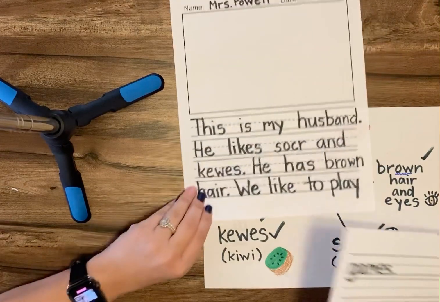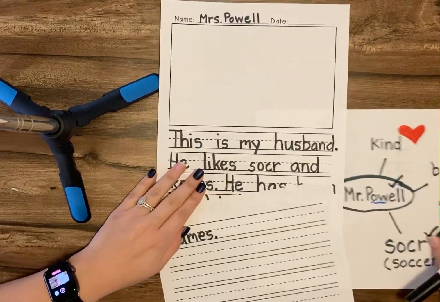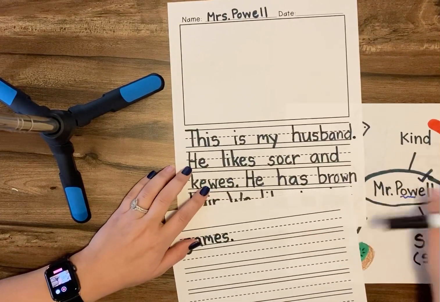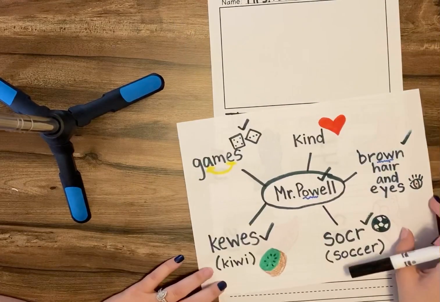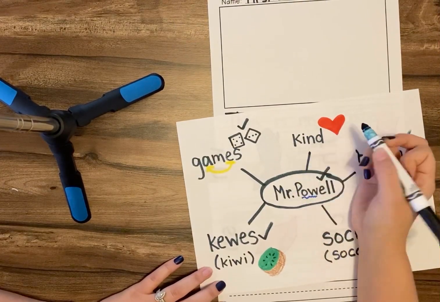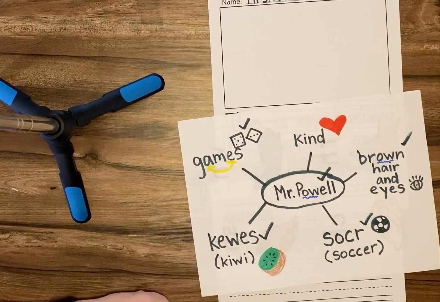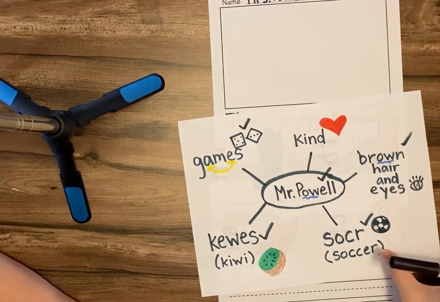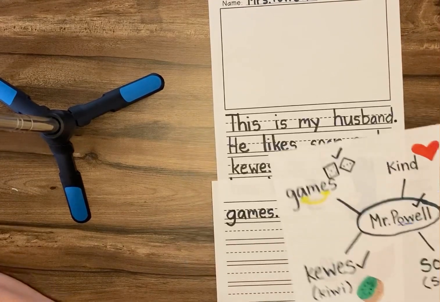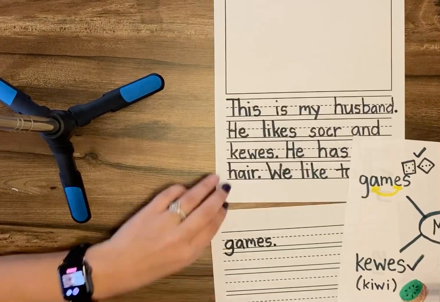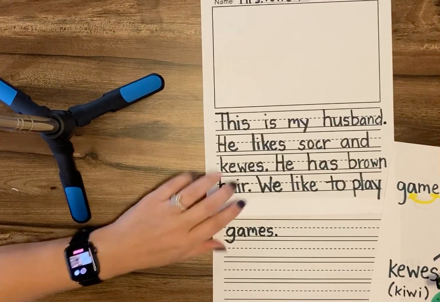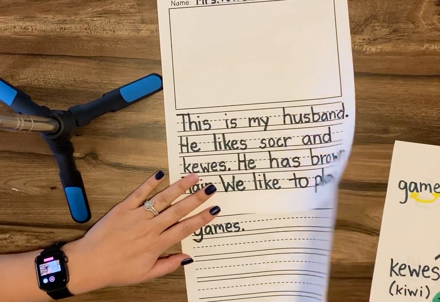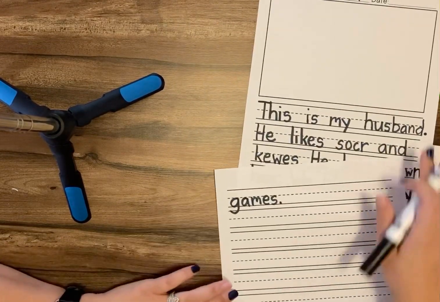I am going to do one more sentence to write about the last thing. I don't know if you remember from the interview, but this was not something that he answered. This was something that I said about my husband. I said that he is kind, and that's one of the reasons that I love him. So I'm going to finish my writing by telling you why I love him. I'm going to say, I love him because he is kind.